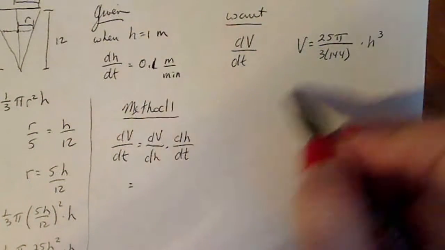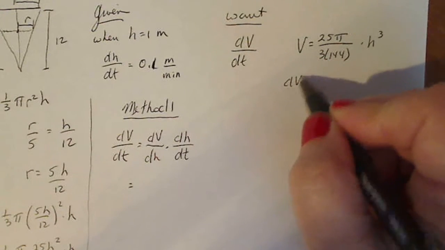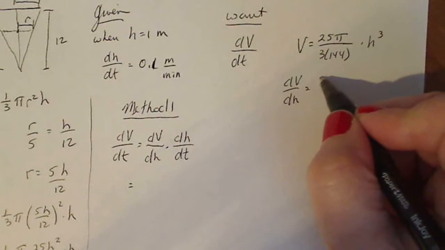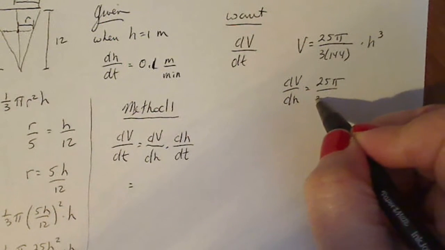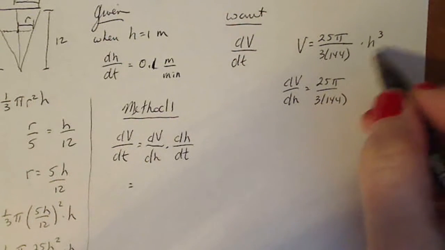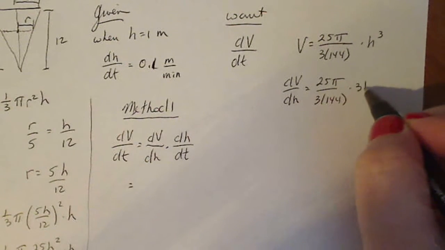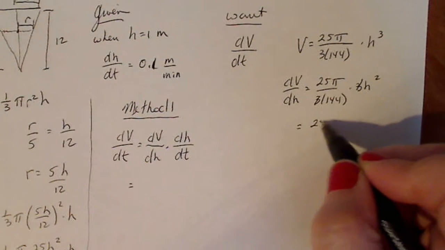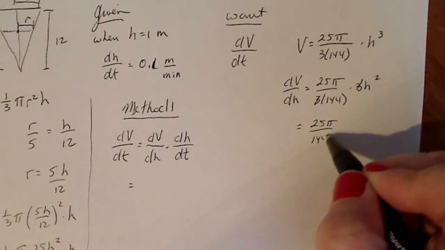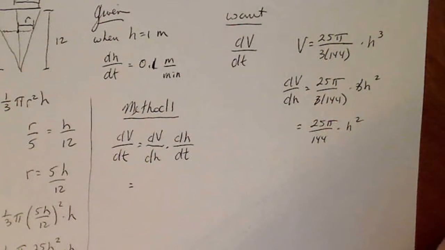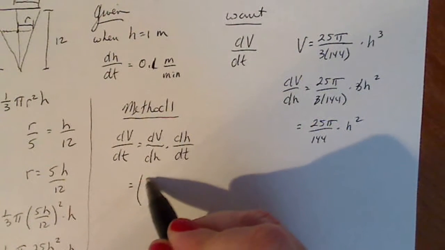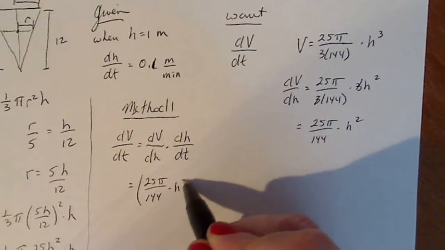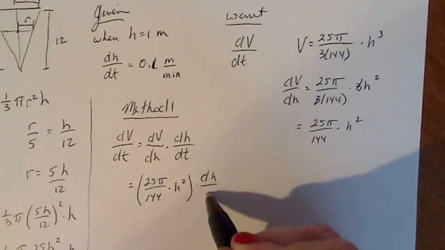So dV/dH, well, I can come over here and calculate dV/dH, pretty straightforward here. So that's going to be 25 pi over 3 times 144. Since that's a constant, I just don't worry about it. Then I take the derivative of h cubed, 3h squared. Notice those 3's go away. So I'm left with 25 pi over 144 times h squared. So I'm going to put that in here: 25 pi divided by 144 times h squared times dH/dt.